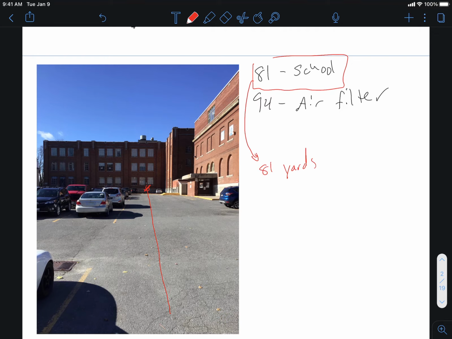Then I didn't move, and all I did is I tilted my hand. Instead of looking straight, I looked up, and I noted the number I got when I looked at that. That was 94 yards. Both of those are in yards.